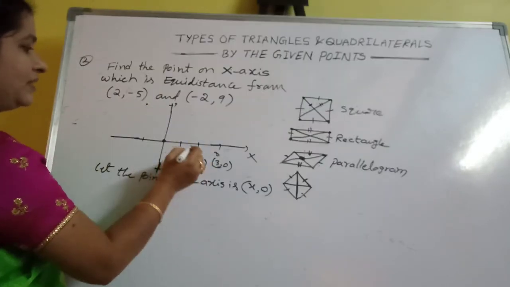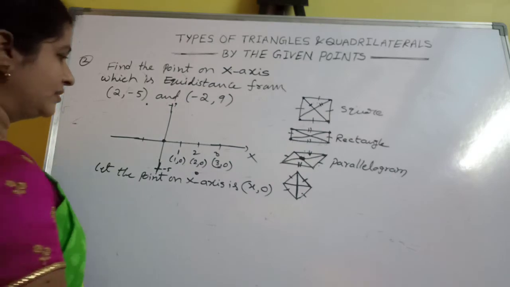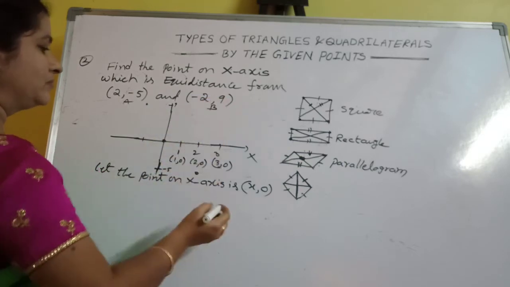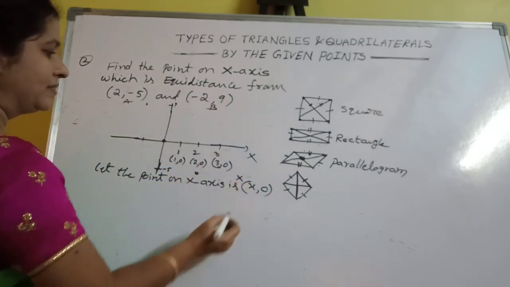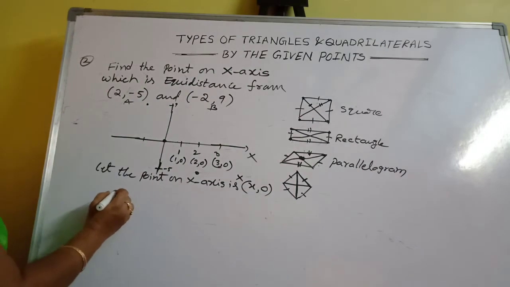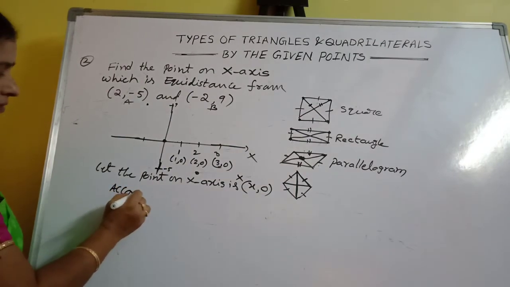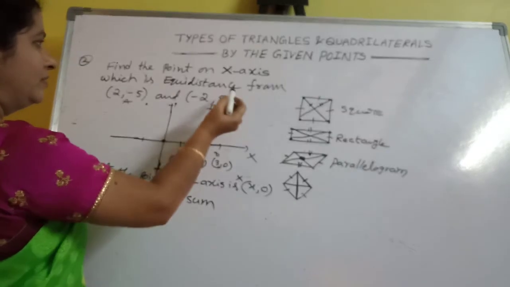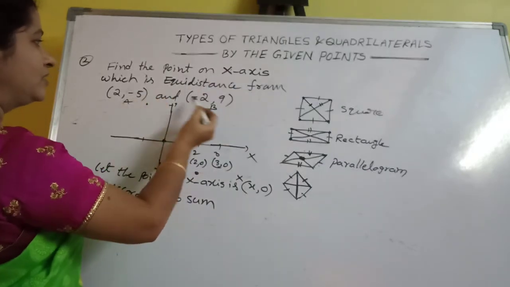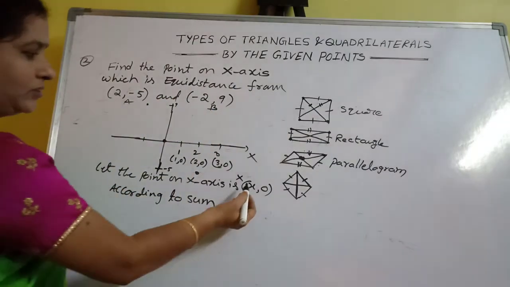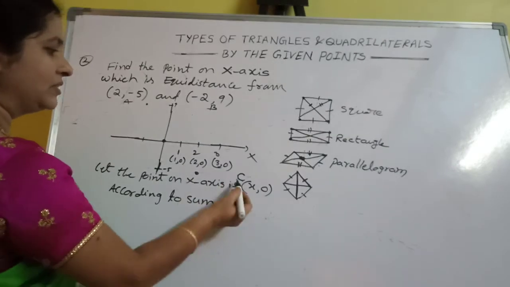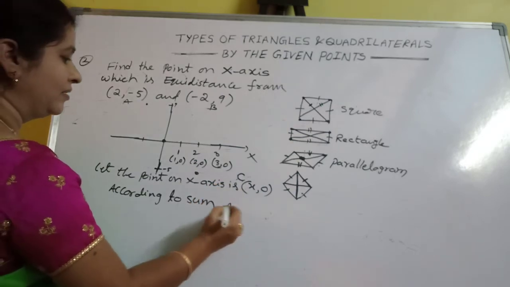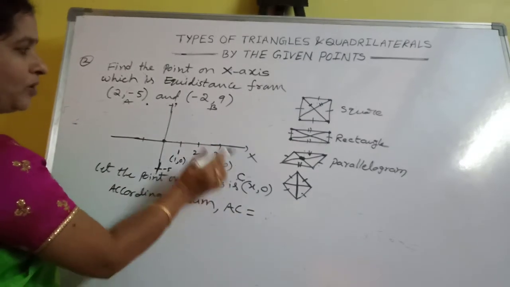So find the point on the x-axis which is equidistant from the two points. Let them be A and B. Suppose the point here is (x, 0). According to the sum given in this question, the point on the x-axis is equidistant from the points A and B. So let it be C, (x, 0). The distance between these two points is AC, and the distance between these two points is BC.